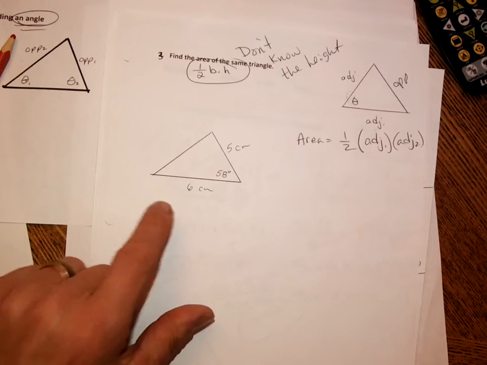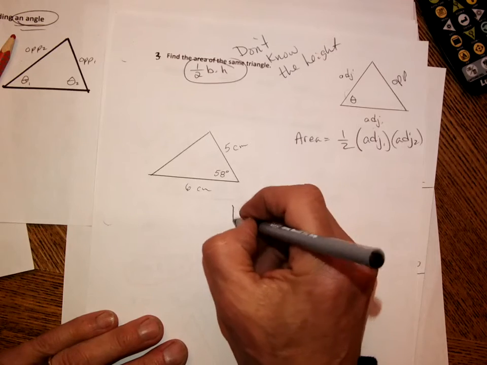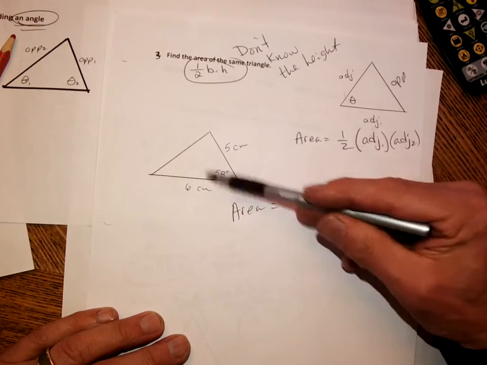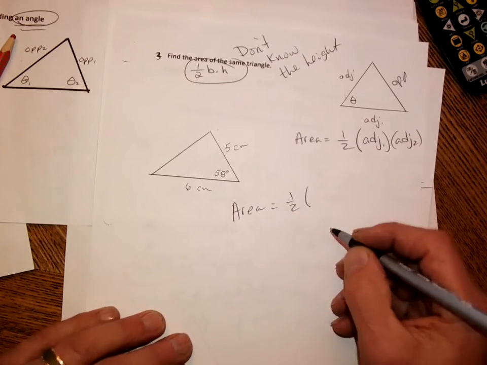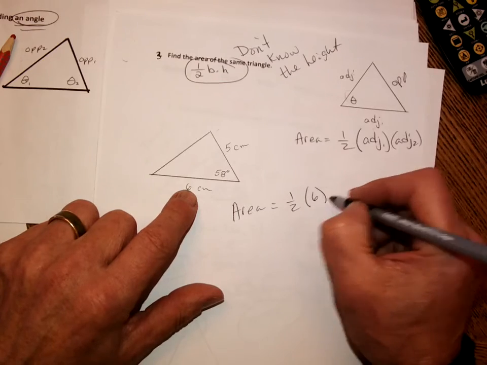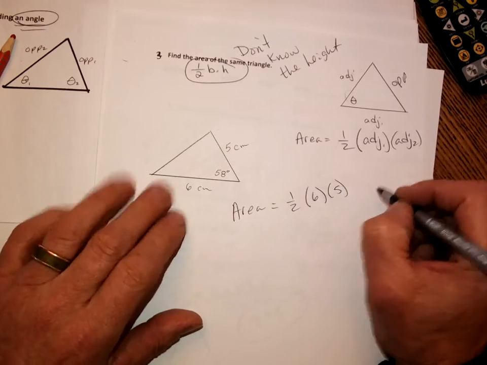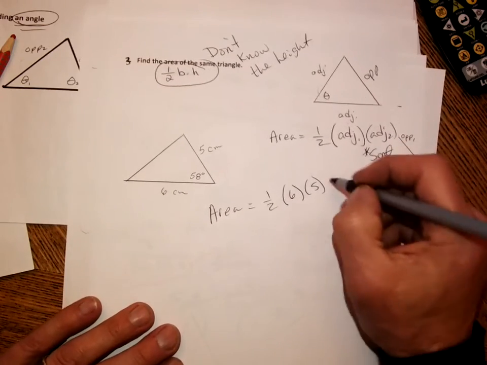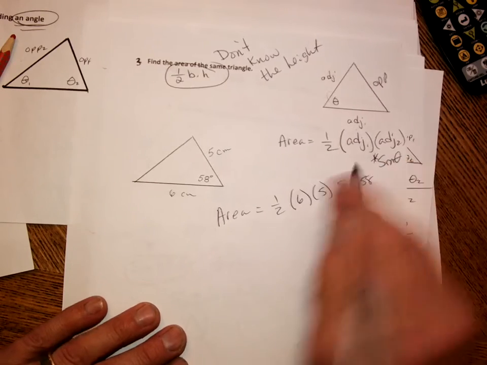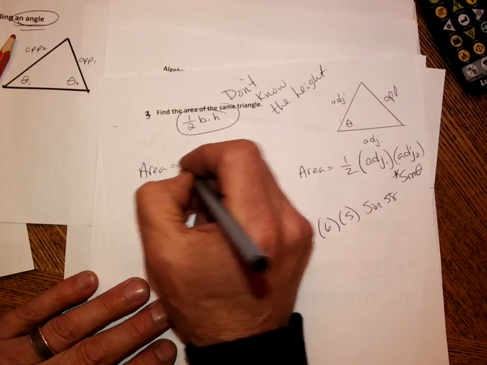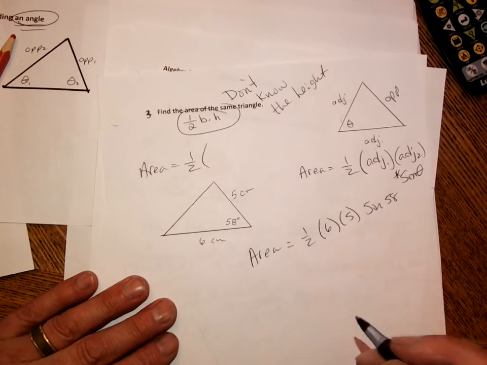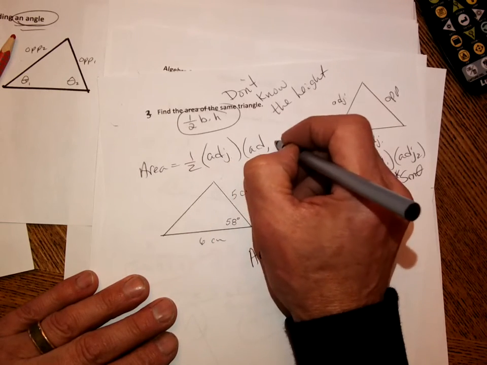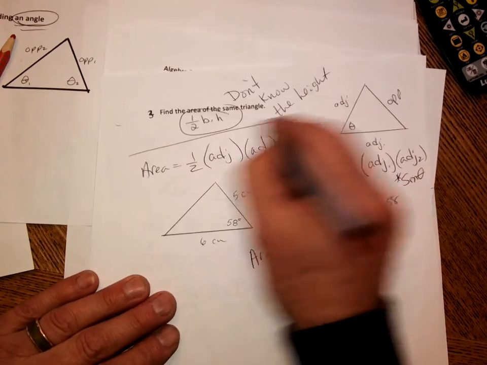So let's do the area of this triangle here. It's really easy. Area of this triangle, let's use the formula. There's no height. Is equal to 1/2 the adjacent, which is 6, times the other adjacent, which is 5, times the sine of theta. How did I forget that? I may have to rewrite that. Times the sine of 58. Okay, let me rewrite this formula. Area is equal to 1/2. I'm a little distracted. The news is kind of crazy this day. Adjacent 1 times adjacent 2 times the sine of theta. Okay, that's the formula I want.